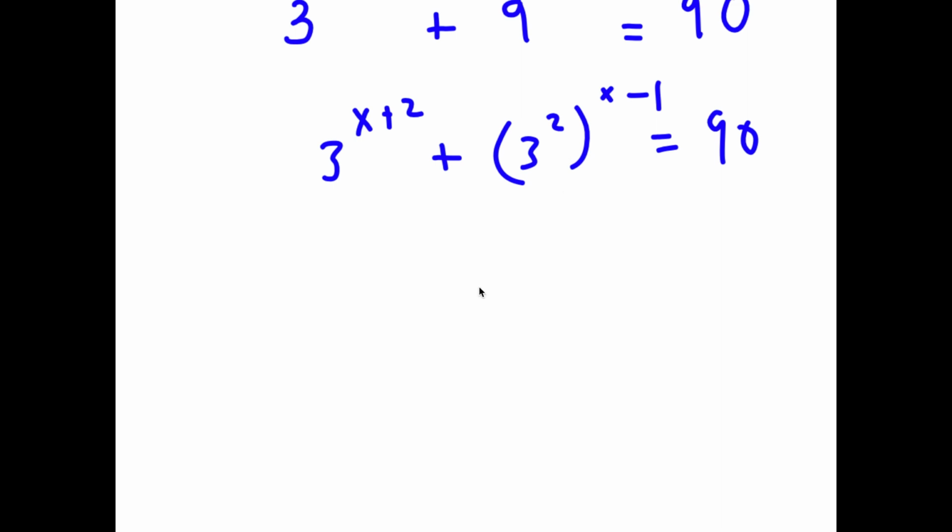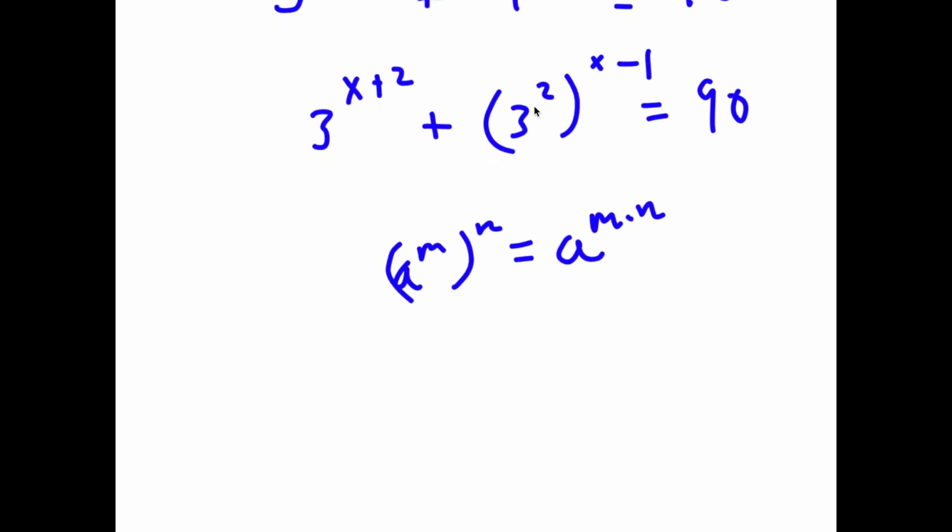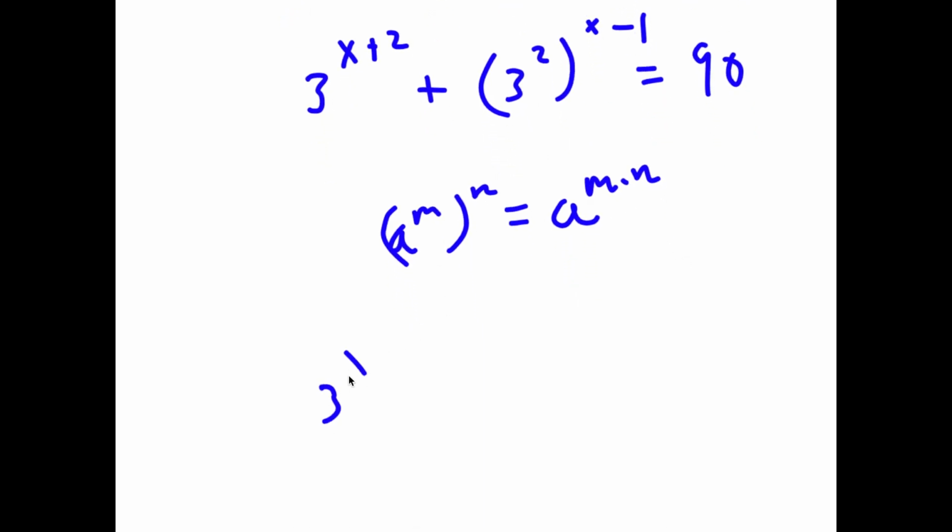And if I have something in the form a to the power of m to the power of n, this is equal to a to the power of m times n. So this is going to be 2 times x minus 1, which is 2x minus 2.